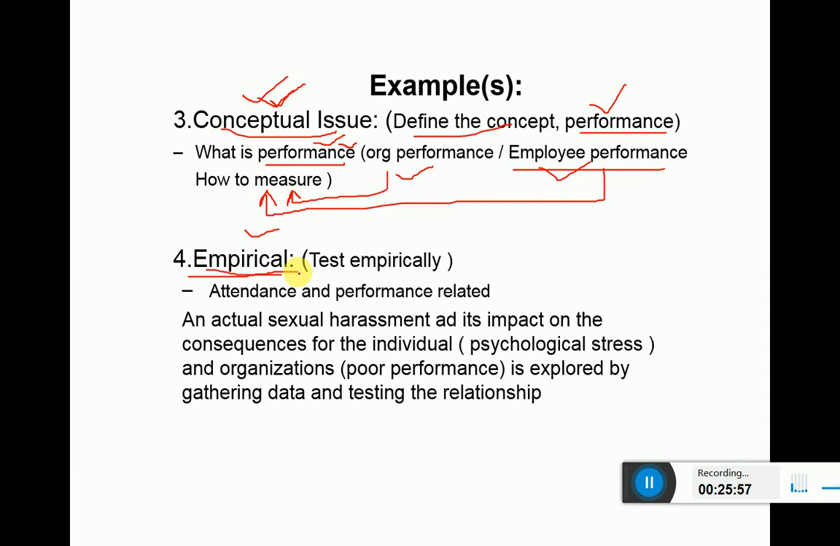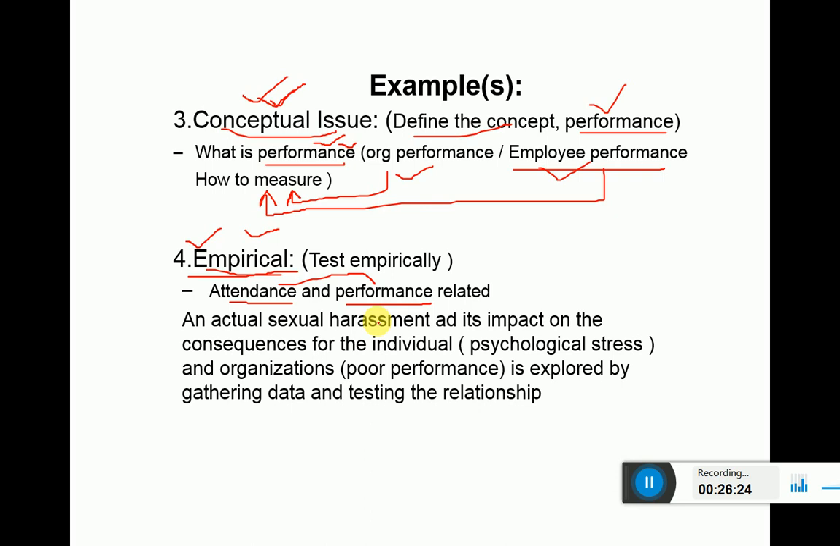Organizations and researchers do quantitative empirical testing to find out the relationship between variables. Now look here: attendance and performance are related. Why do we say that employee attendance and employee performance are related? The common idea is that if someone attends, the work will definitely improve performance. First I have to find out whether attendance and performance are really correlated or not.